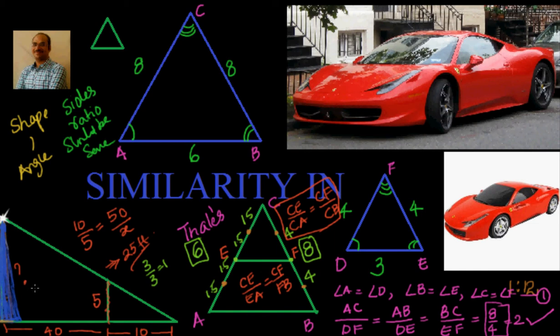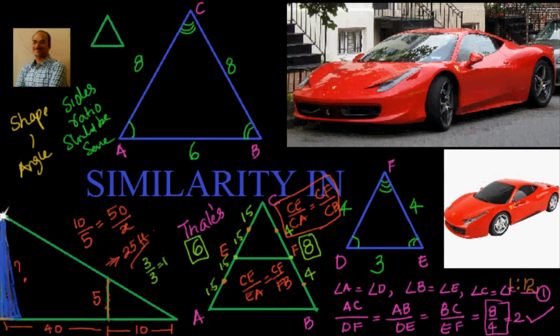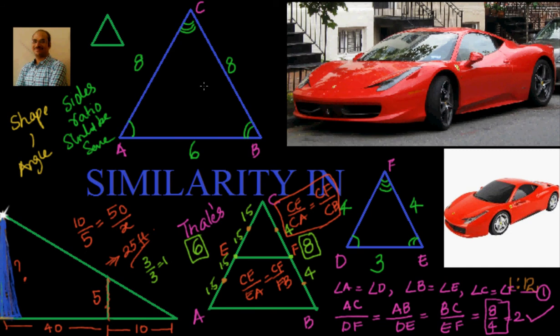inaccessible objects measurement. In the next video, we will see in similarity of triangles different similarity criteria like we have in congruence: SSS similarity, AAA similarity, and also SAS similarity. We will also take the help of the basic proportionality theorem or the Thales theorem to have proofs on them. After that we will do some more examples on similarity.